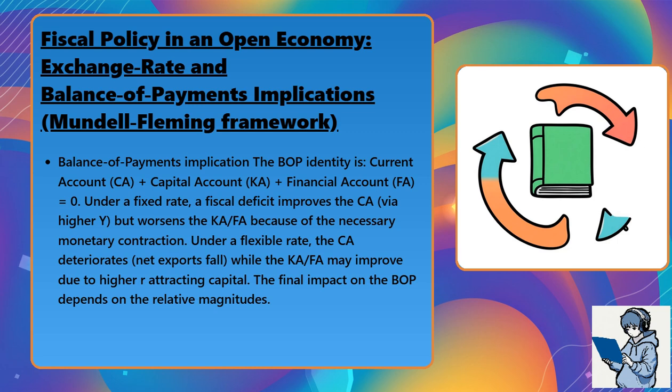Balance of payments implication. The balance of payments identity is current account plus capital account plus financial account equals 0. Under a fixed rate, a fiscal deficit improves the current account via higher Y, but worsens the capital and financial accounts because of the necessary monetary contraction. Under a flexible rate, the current account deteriorates as net exports fall, while the capital and financial accounts may improve due to higher R attracting capital. The final impact on the balance of payments depends on the relative magnitudes.